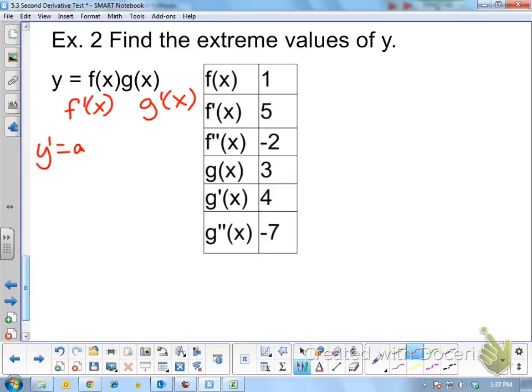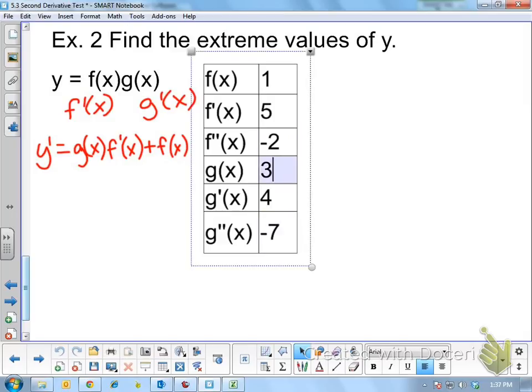So g of x times f prime of x plus f of x times g prime of x. Let me see if I can get the table to move. Come on, let me select you.